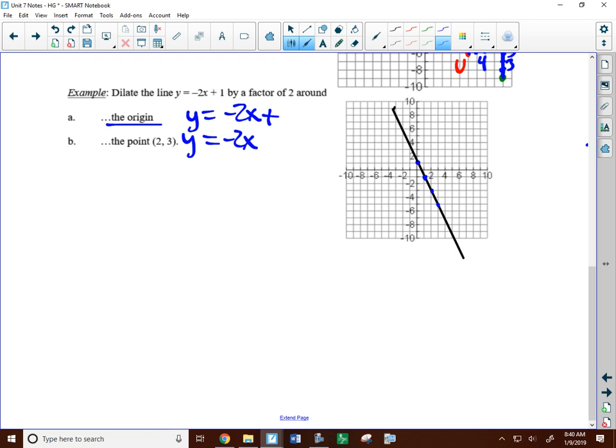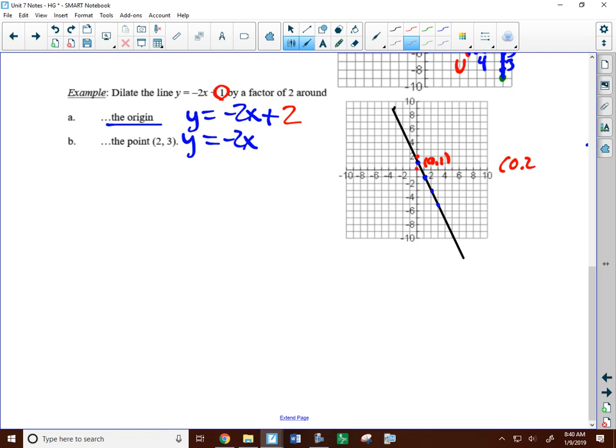Okay, now for the origin, so right here, this one, if you remember, we just dilate. We did this one on the whiteboard on Monday. You multiply this by 2. You're really just taking 1, 0, 1 is your y-intercept. You're multiplying that point by 2, dilating by 2, so 0, 2 is the new y-intercept. And it still has a slope of negative 2.